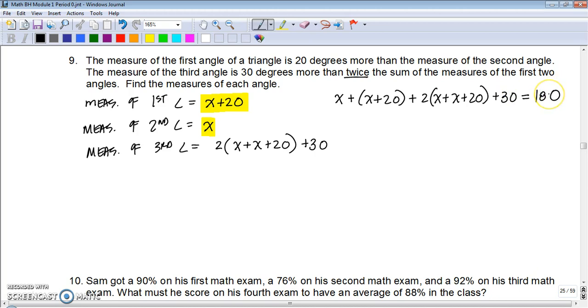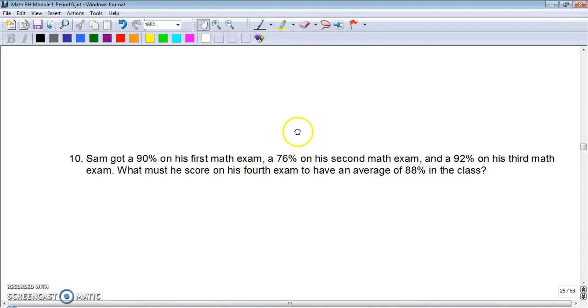There's the whole thing. I solve for x. That would be my second angle, and I'll plug it back in to find my other two angles, and I'll write my sentence. So that's just the setup. Go ahead and finish solving that.